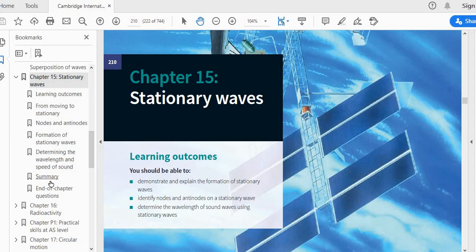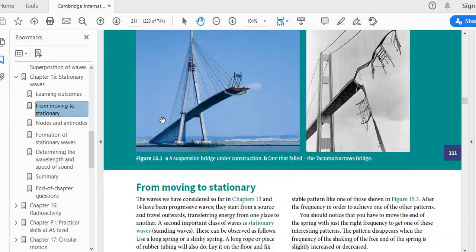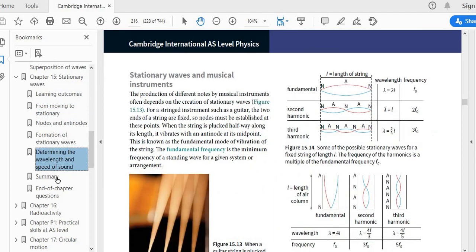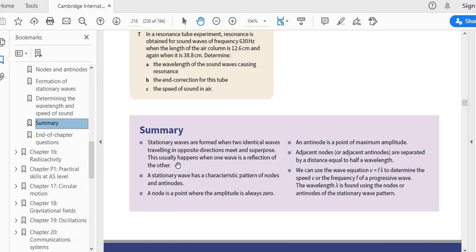Alright, so here are the topics. From moving to stationary, nodes and antinodes, formation of stationary waves, determining the wavelength and speed of sound, and then finally the summary. We'll have a quick look at the summary also, so you have an idea of what we are going to cover in this chapter.